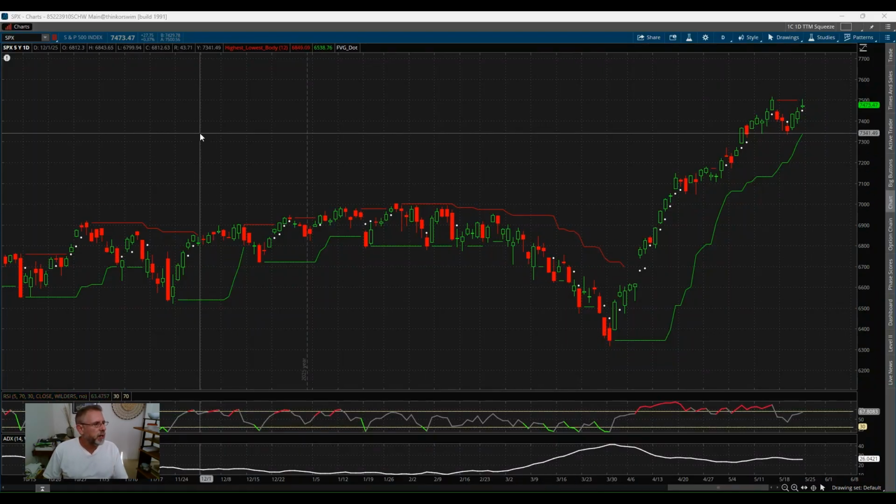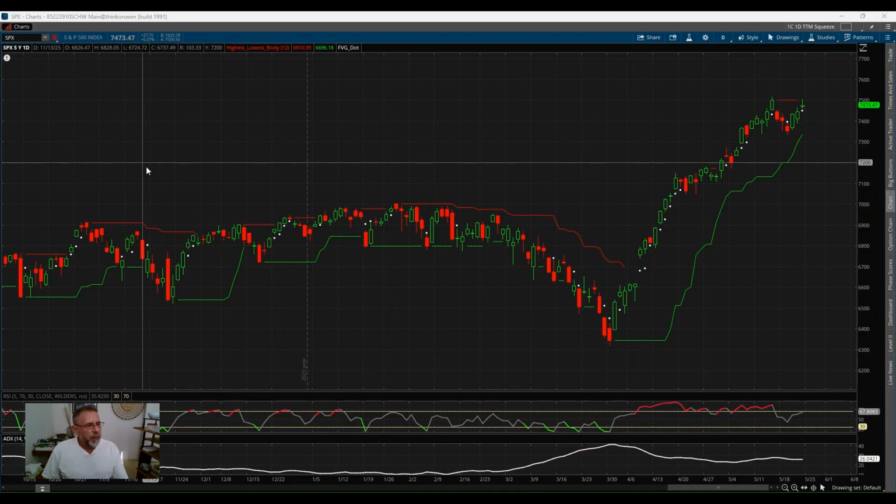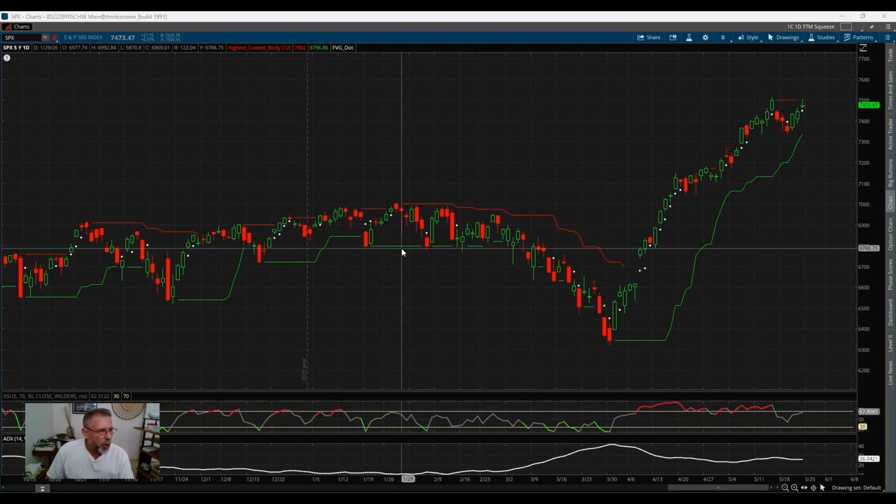I've got a monitor over here, so I'm going to be looking over here to describe this. We're looking at a chart of the SPX daily chart, and the indicator is these green and red lines. What these lines do is project forward into the future the highest body high and the lowest body low for the last 12 sessions.